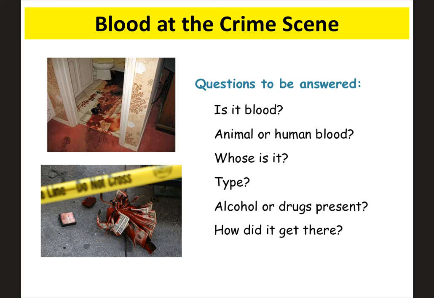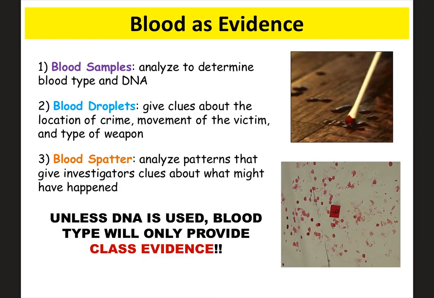All right, so there's a lot of information you want to figure out from the blood when it's found at a crime scene. There's different ways blood can be used as evidence. If you have blood samples, you obtain these samples, you can analyze them, determine the blood type, you can even get DNA from that.